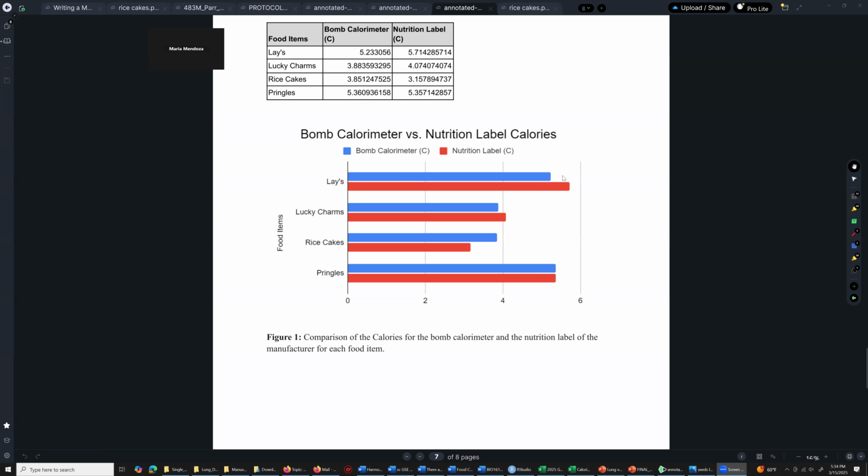In blue, you can see that it's the BOM calorimeter, so it's what we actually calibrated. And then in red is what the nutrition label had. And that's it. Your figure one will be the table, and your figure two will be this bar graph. Very simple. And let me show you the third one.